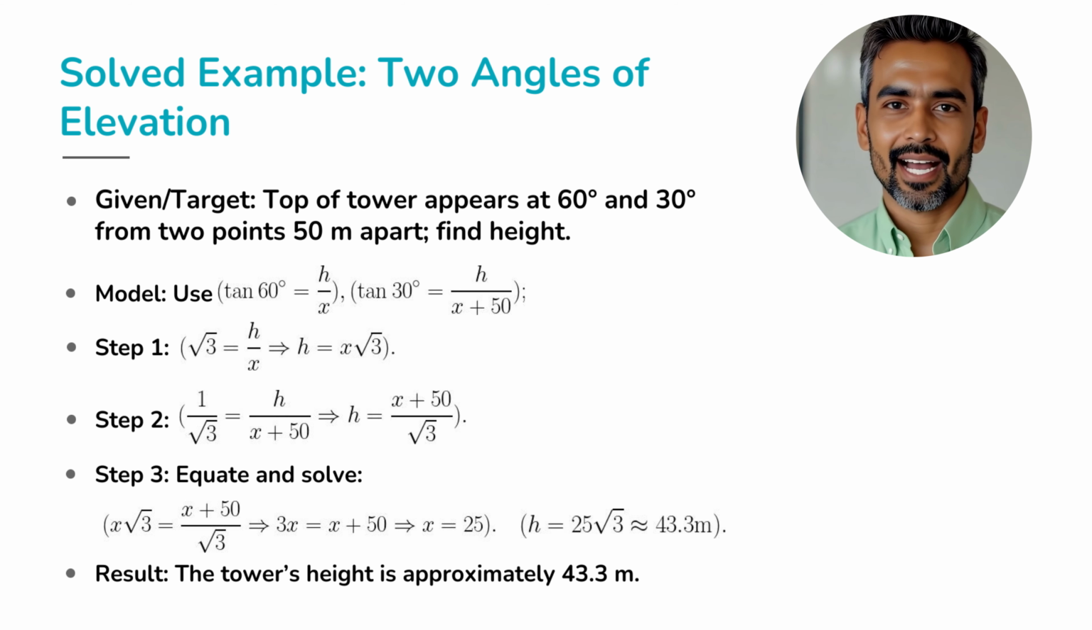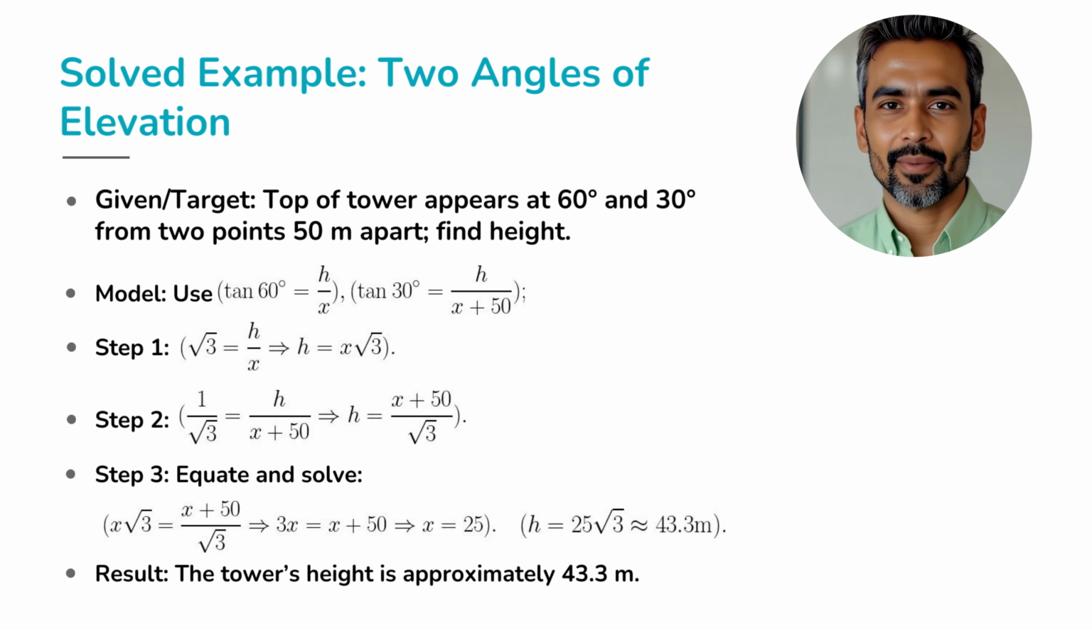Time for a quick recap of what we've learned. First, the fundamental formula is tangent theta equals height divided by distance from object. Second, to find the angle given height and distance, use inverse tangent. Theta equals arctangent of height over distance. Third, when two angles are involved, we can calculate height h using the formula: height equals d times tangent alpha times tangent beta divided by tangent beta minus tangent alpha.